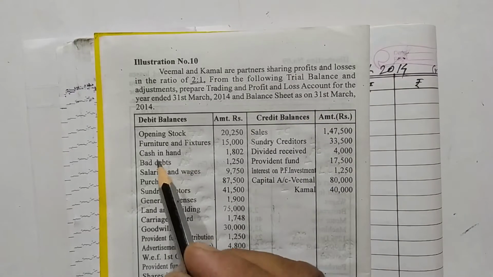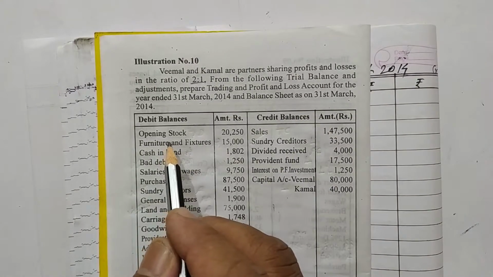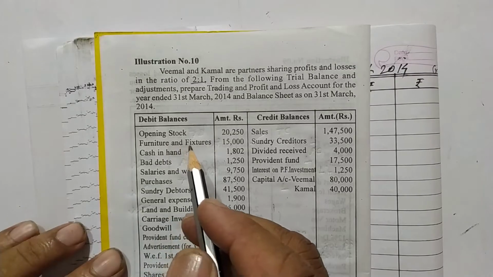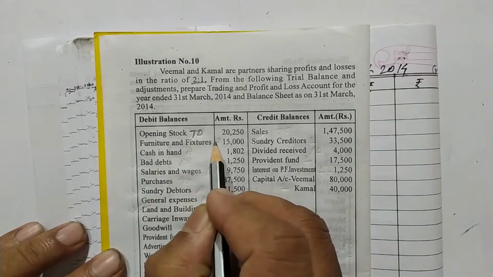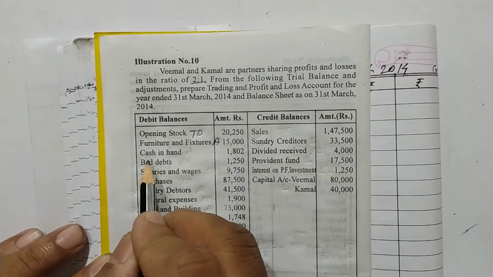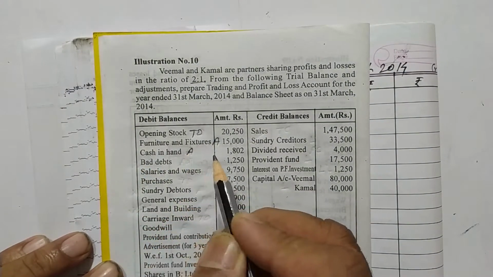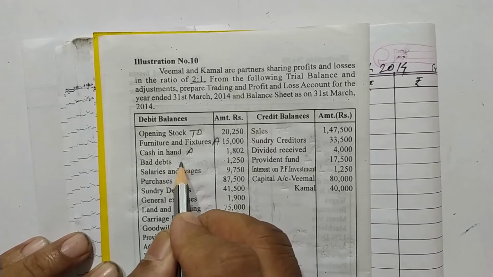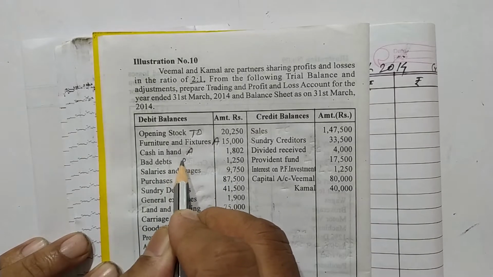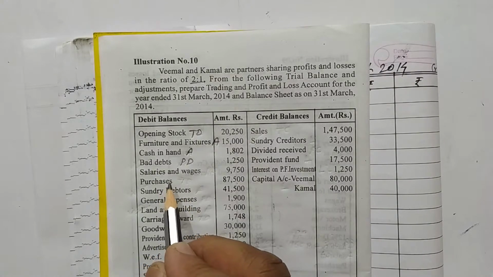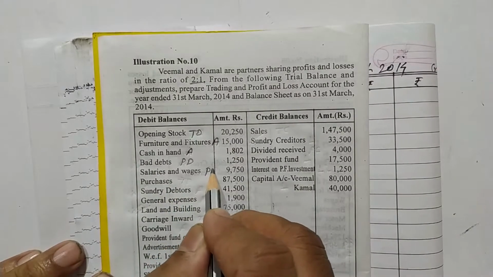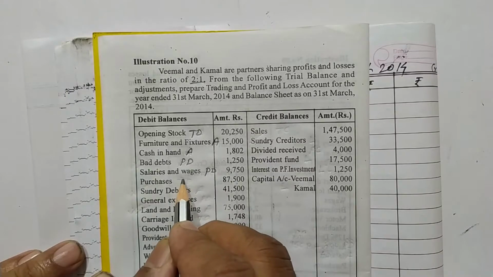Debit balances. Opening stock is the first placement of the trading account. It's a TD. Furniture and fixture is an asset, A. Cash in hand is an asset, A. Bad debts is a loss. Interest expenses is a PD. Salaries and wages, the first word is salary, is an indirect expense. It's a PD. Purchases is a direct expense.